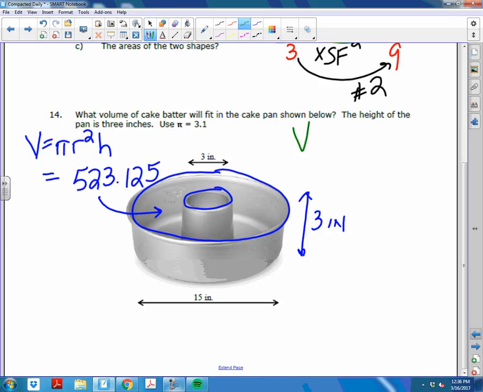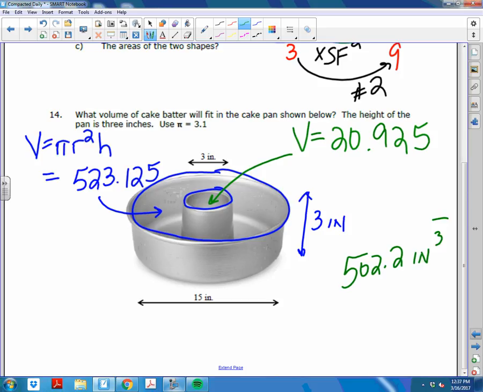The volume of the inner ends up being 20.925. That's the volume of this. When you subtract, you get 502.2 cubic inches. Wait, I still got the right answer. Then look at you complaining for no reason.